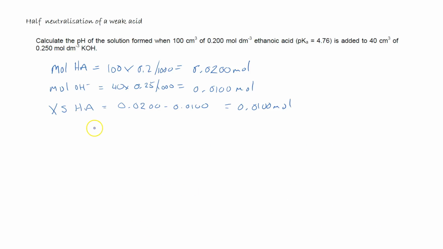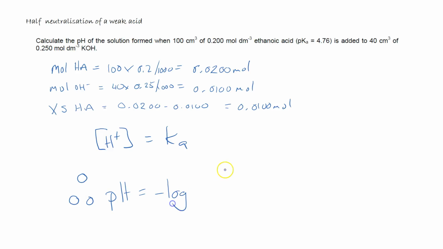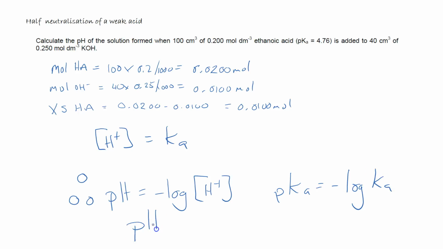So we've just seen there that the H plus concentration is equal to Ka, and therefore in this unique situation the pH, which is equal to the minus log of the H plus concentration, and since pKa is equal to minus log of Ka, then the pH at half neutralization is equal to the pKa, and therefore the pH of this solution is equal to 4.76.